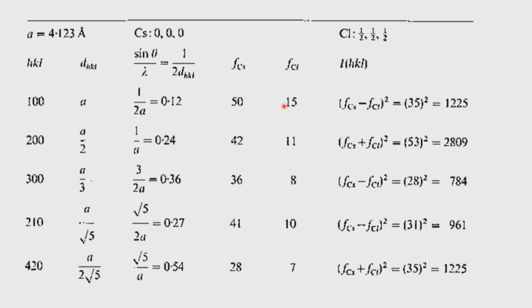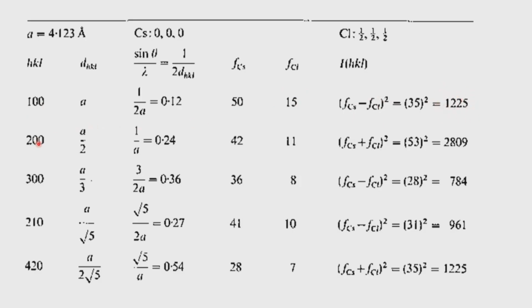So, there is a reduction in the contribution of the individual atom. Even though we have a cesium plus and a chlorine minus in this structure, the contribution from cesium and chlorine is coming as though the ions have only 50 electrons and 15 electrons. This is something which you must remember when you do the calculation. We have already seen what is 100 in the previous view graph, that is FCs minus FCl whole square. So, the difference 50 minus 15 is 35 squared. So, we get an intensity of 1225.